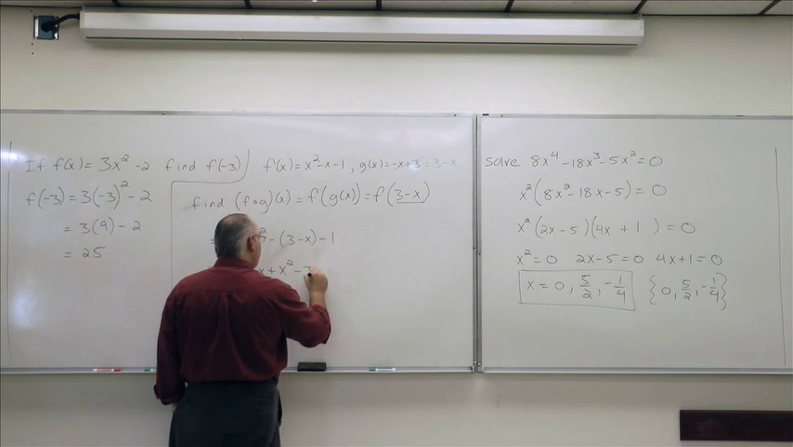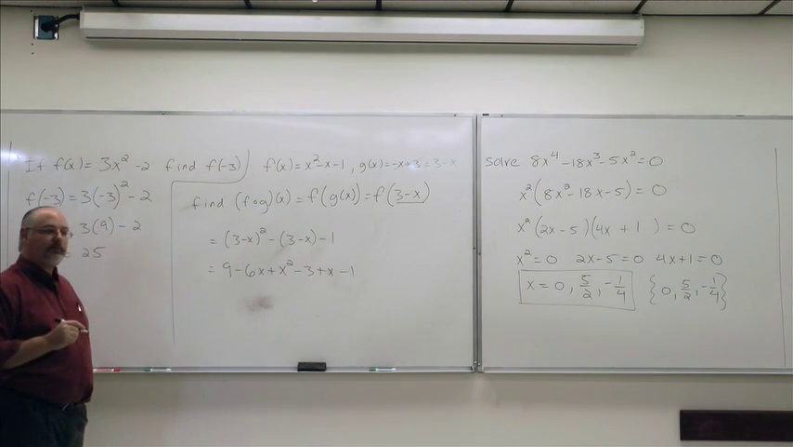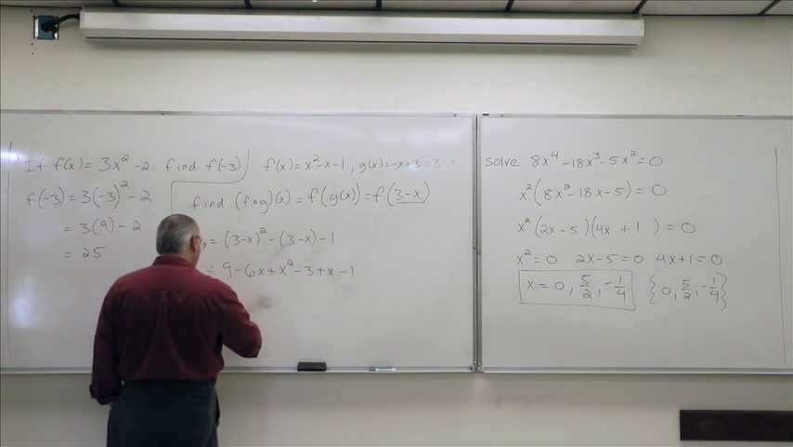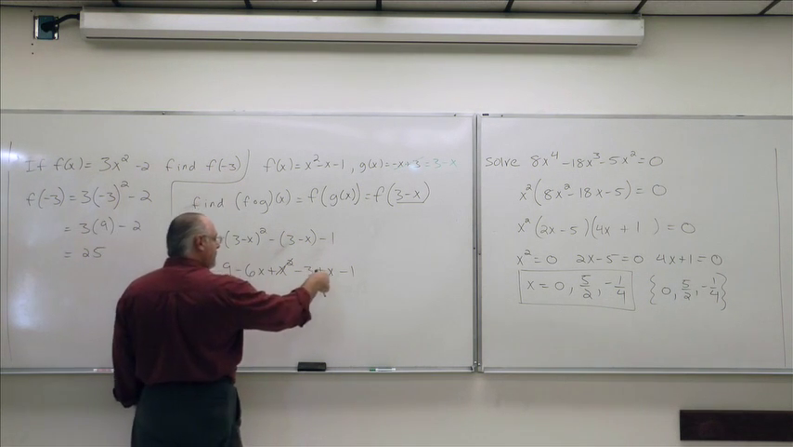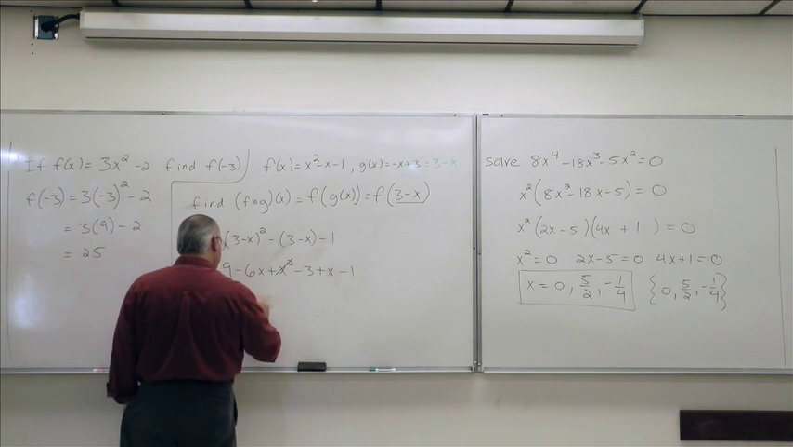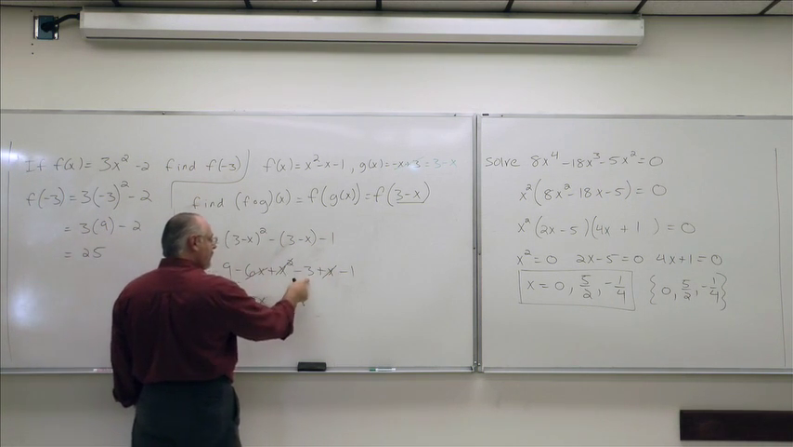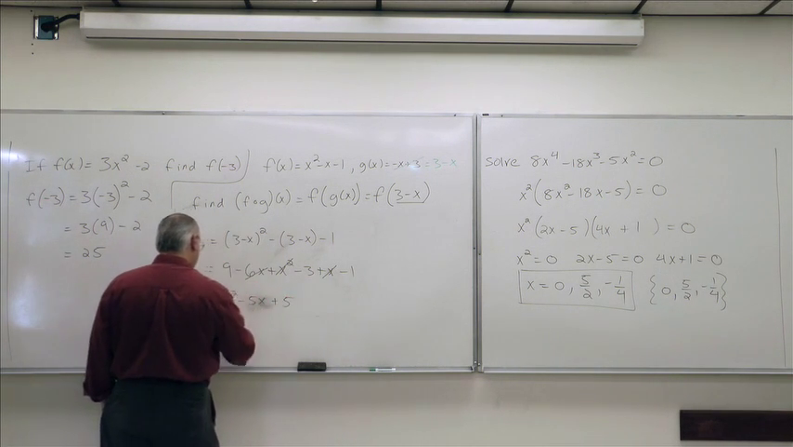So this is minus 3 plus x, and then minus 1. So like terms, we have an x squared, we can use that. A negative 6x and a positive x is a minus 5x. And then 9 minus 3 is 6, minus 1 is 5.